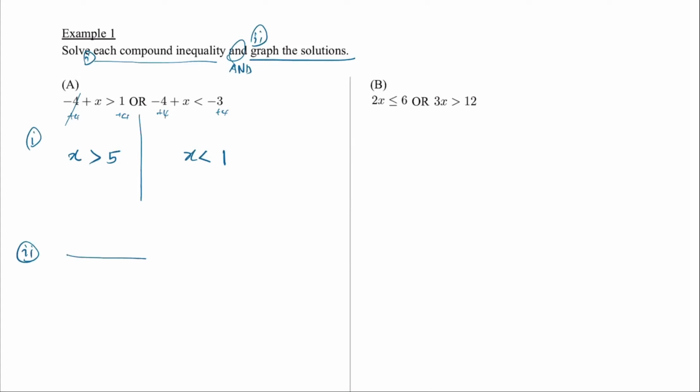And there, once again, we have a 1 and a 5, right? I just label 1 and 5. The question is, do I include 1? No, we do not. Open circle. How about 5? No, we do not. And then we want to shade above, below, above, and below.